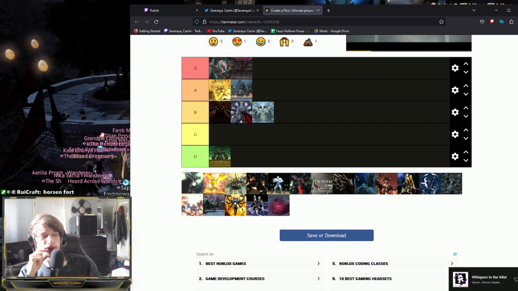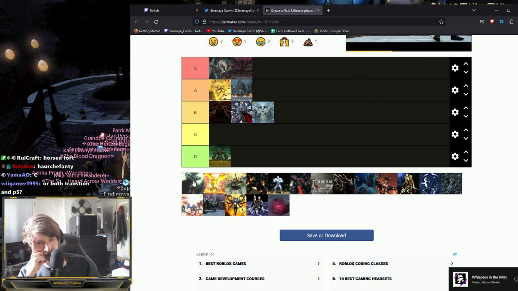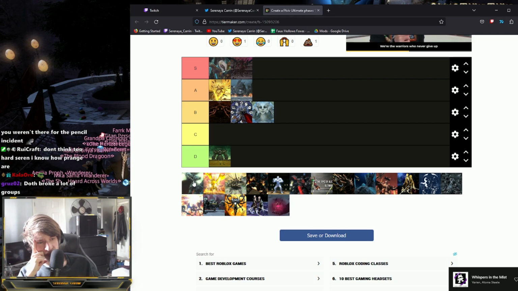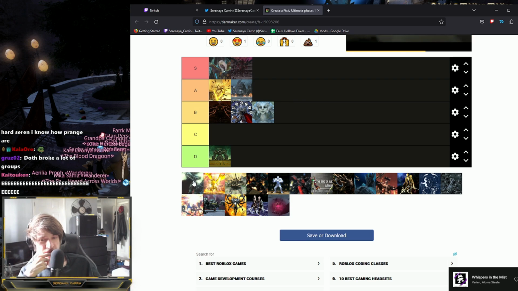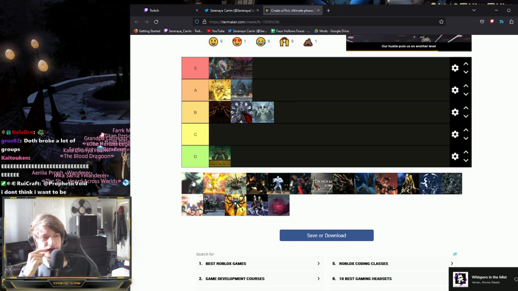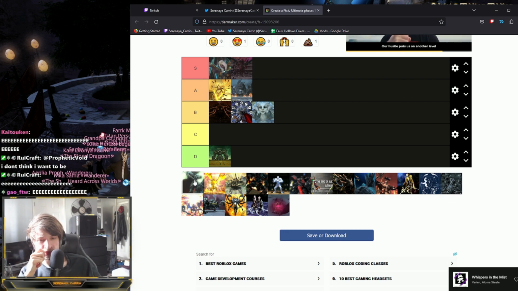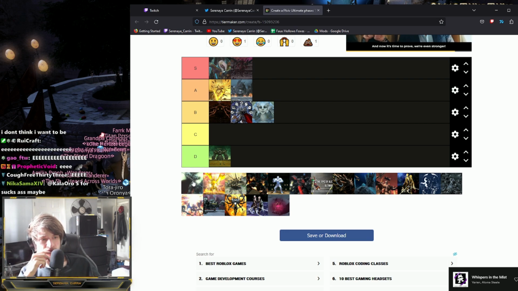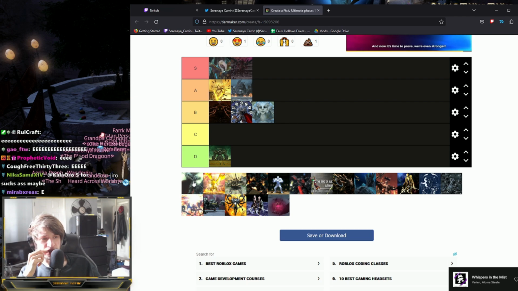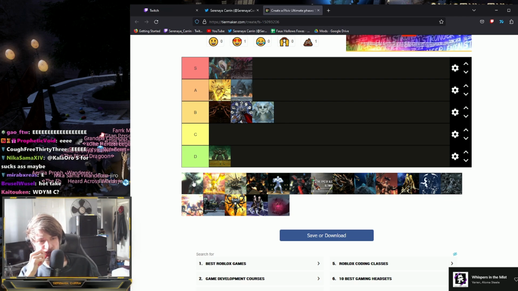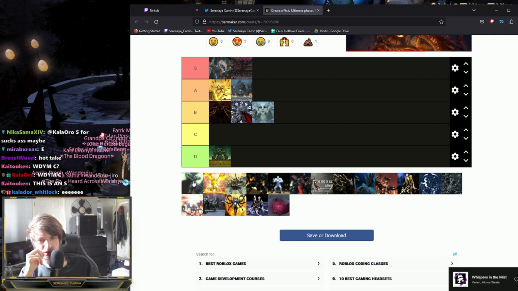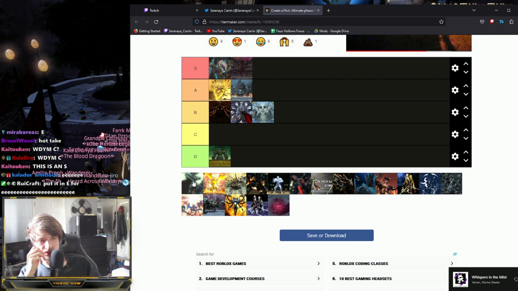DSR P2. Ladies and gentlemen, guys, gals, non-binary pals, I think this is our first C tier. I think P2 is... I think the trios are too long. It's unpleasant to look at.